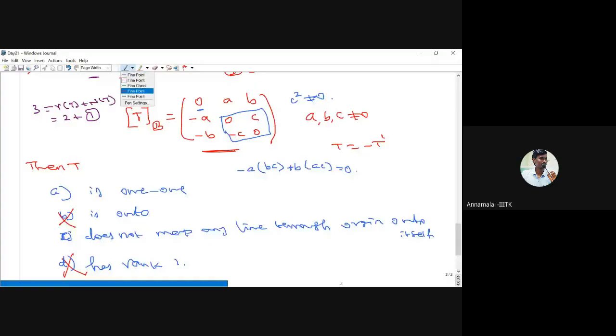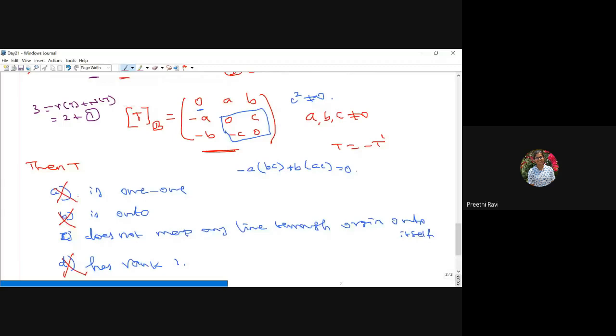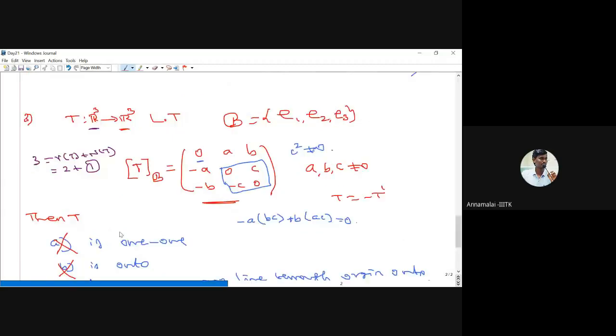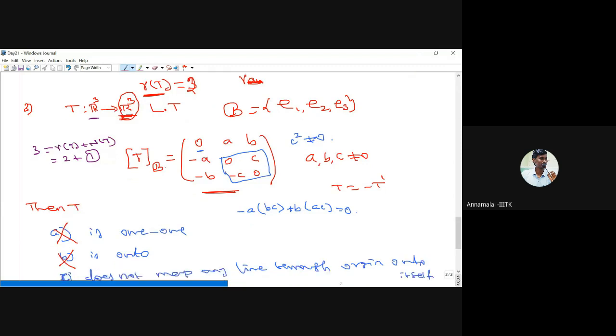Now, is it not onto? Because rank is 2. When we say a function is onto, the rank of the function should equal the dimension of the codomain. The codomain dimension is 3, but rank is 2. Therefore, it's not onto, and not 1-1, as rank is 2.